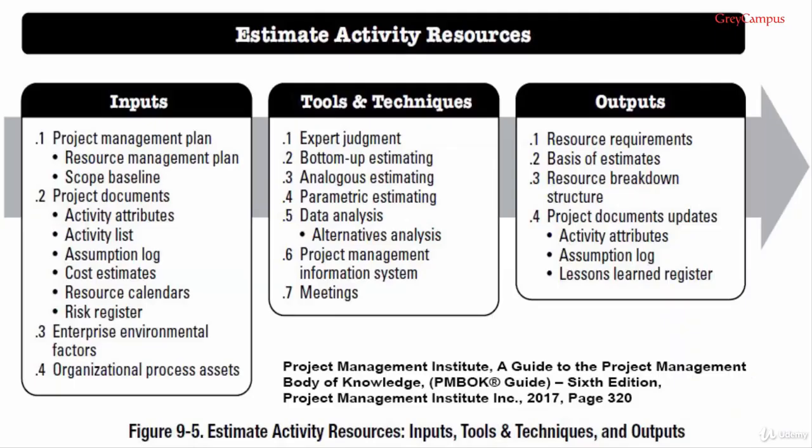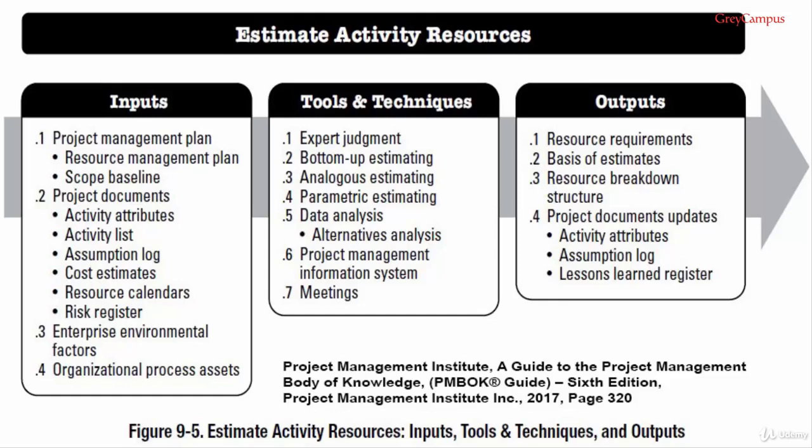Estimate activity resources inputs. Input number 1, project management plan. The project management plan components that we're interested in for this process are the resource management plan. The resource management plan defines the approach to identify the different resources needed for the project. It also defines the methods to quantify the resources needed for each activity and aggregates this information, which means rolls it up or adds it up. A scope baseline. Scope baseline defines the project and product scope necessary to meet the project objectives. The scope drives the needs for both team and physical resources.